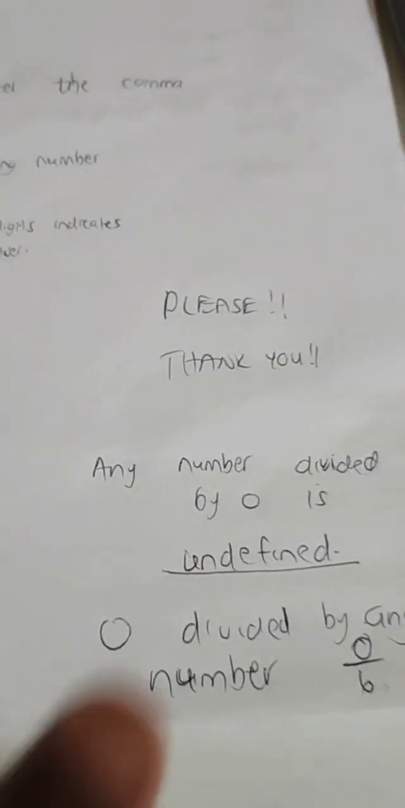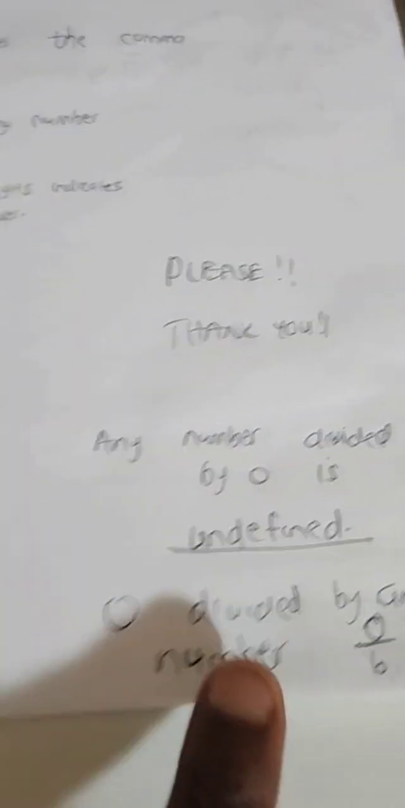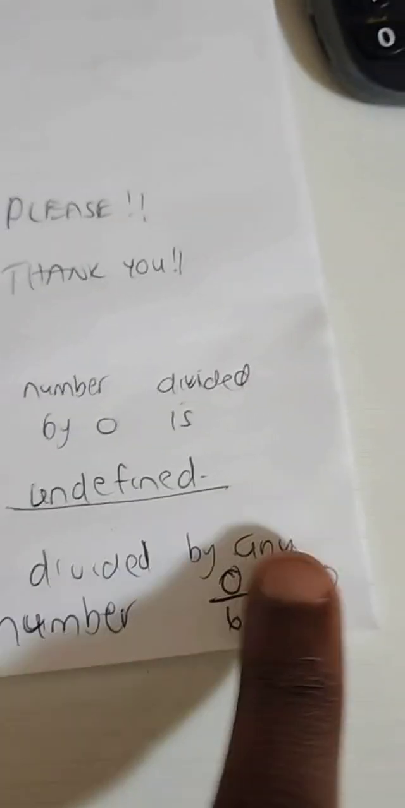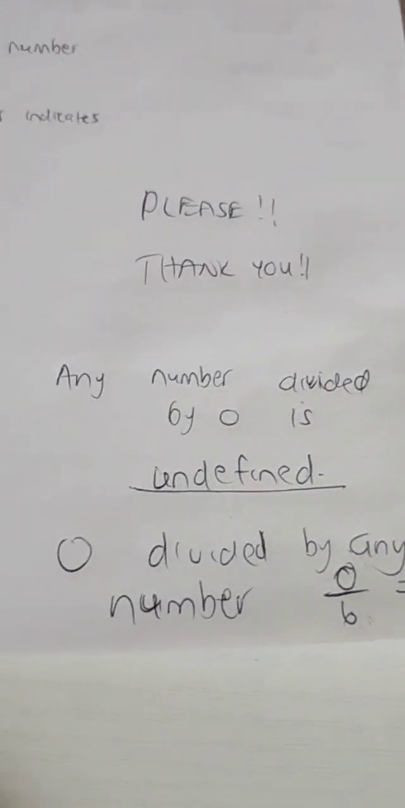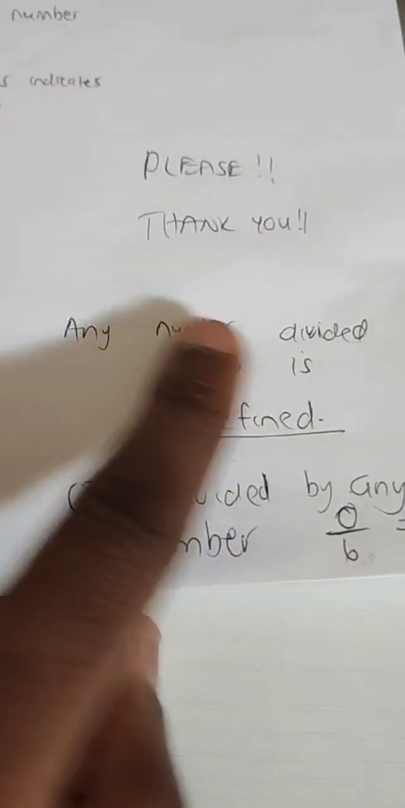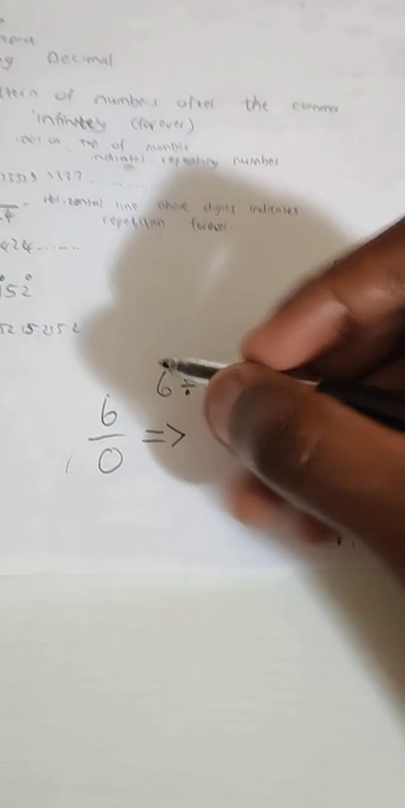There's a difference, guys. Any number divided by 0 is undefined. But if you have 0 divided by any number, then that is always equal to 0. Let's see the difference. Any number divided by 0 is undefined. In other words, a fraction that has a 0 denominator is undefined.